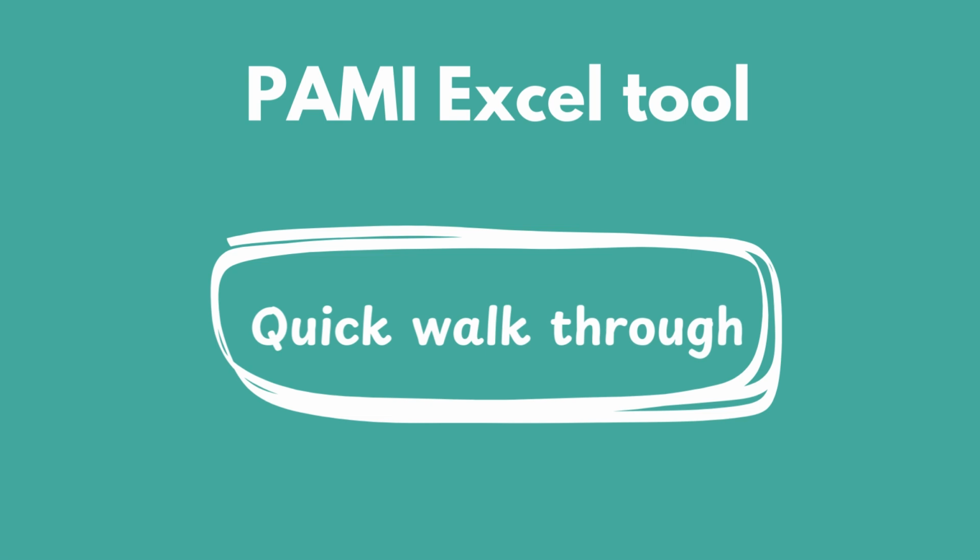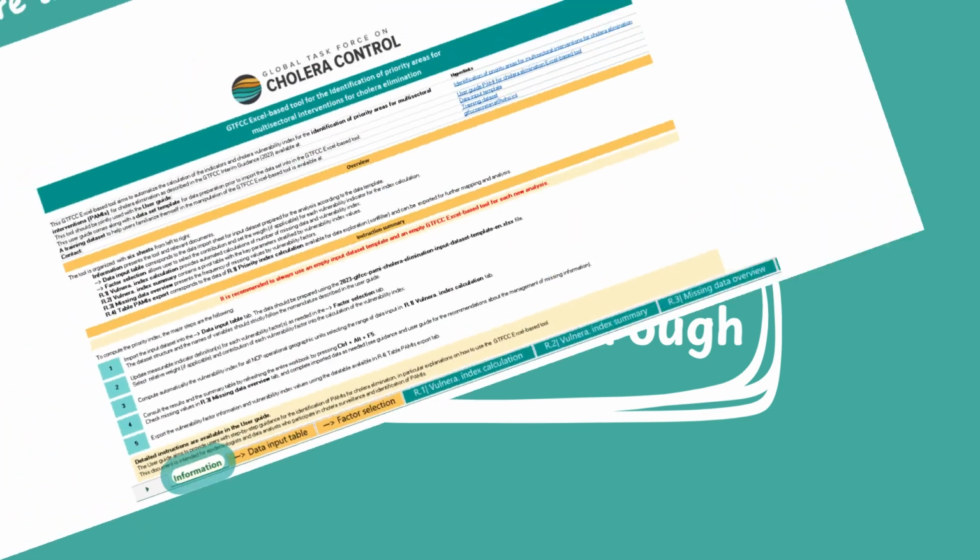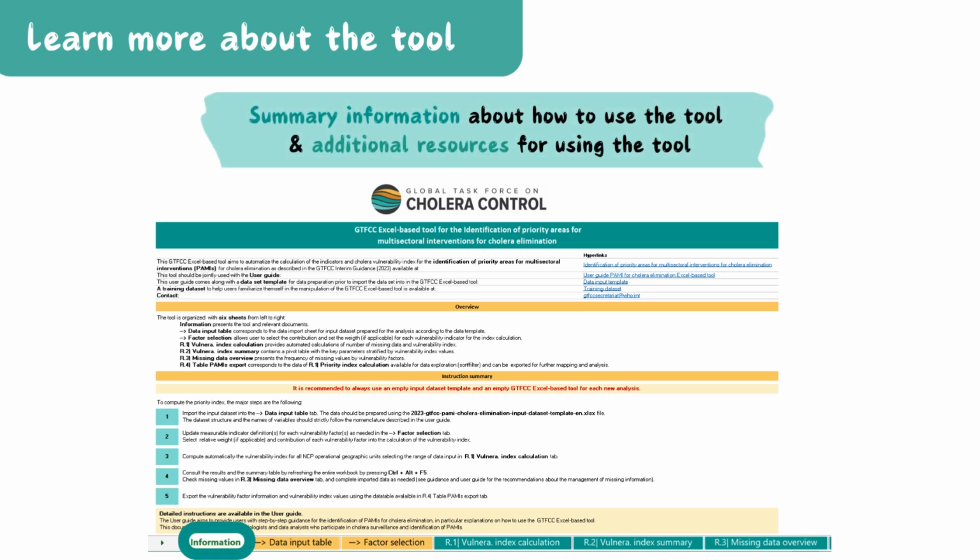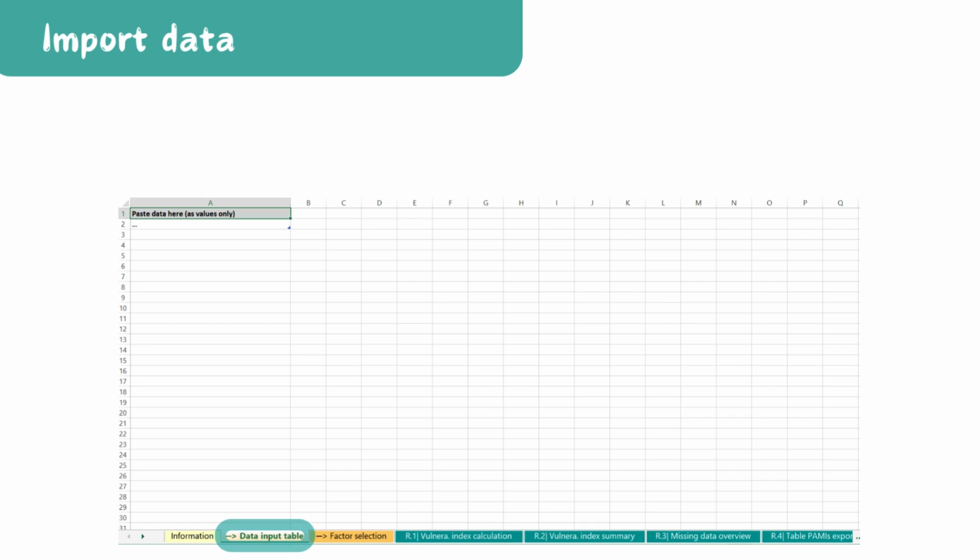Now let's have a look at the PAMI Excel tool. We will quickly go through the different sheets of the tool to show you how it is structured. In this video, we will show how the tool looks when you download it from the GTFCC website before importing any data into the tool. Watch other GTFCC tutorials to see how to import data into the tool and to go through the different outputs of the tool in more detail. First is the information sheet. This is where to find summary information about how to use the PAMI Excel tool and links to additional resources for using the tool. Next comes the sheet to import your data. In the tool, this sheet is called Data Input Table. This is where to paste your data, formatted in accordance with the data model template.